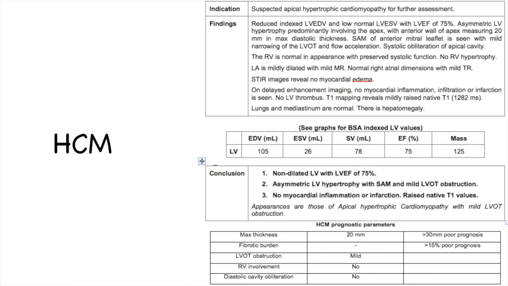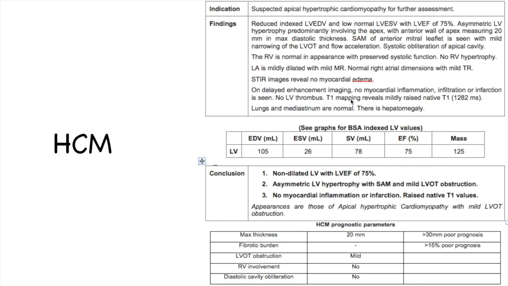This is a different reporting template we have for patients with hypertrophic cardiomyopathy. Here we specifically talk about asymmetric LV hypertrophy, predominantly involving the apex with maximum thickness of 20 millimeters. We say whether anterior mitral valve leaflet abnormal motion is present or not, with narrowing of the LVOT and flow acceleration, and if there is any obliteration of the cavity.